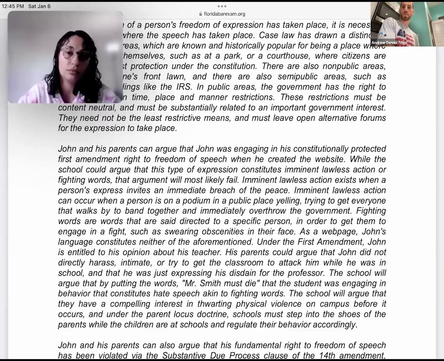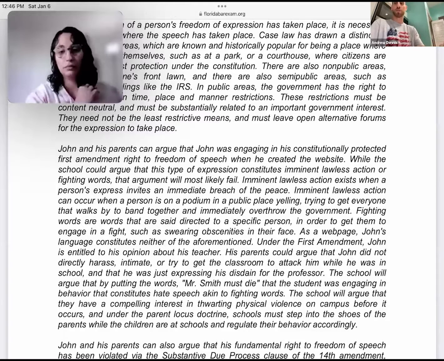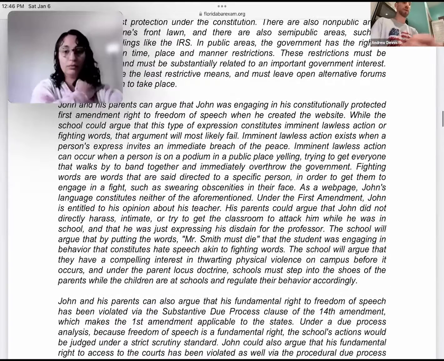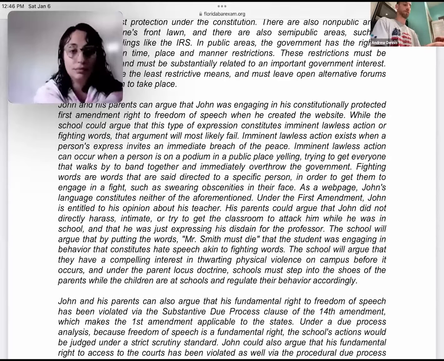The school will argue that by putting the words "Mr. Smith must die," the student was engaged in behavior that constitutes hate speech akin to fighting words. The school will argue that they have a compelling interest in thwarting physical violence on campus before it occurs. And under the parens patriae doctrine, the schools must step into the shoes of the parents while the children are at school and regulate their behavior accordingly. That's a very minute thing that I've never seen tested ever, but it's true. The doctrine means that schools can act like parents.